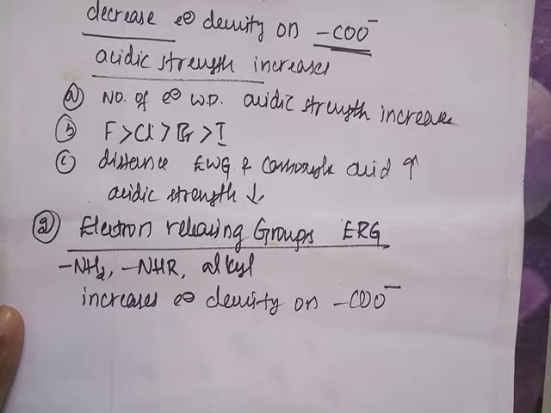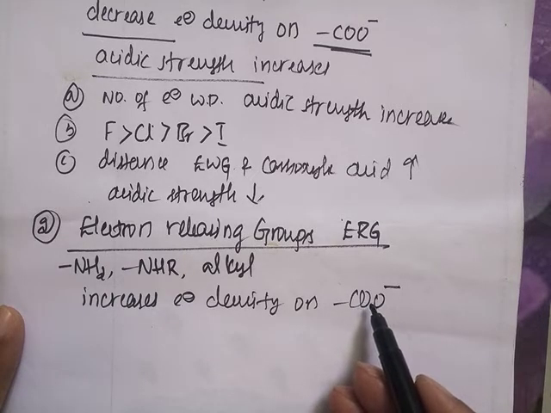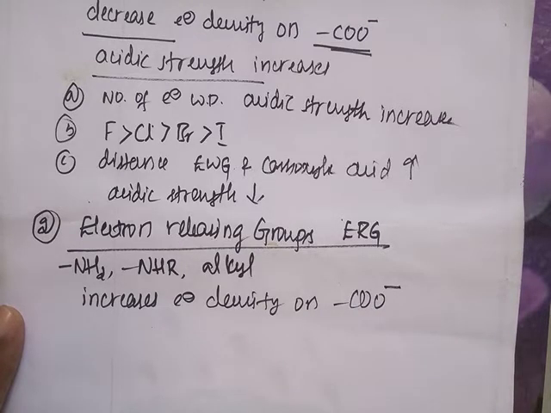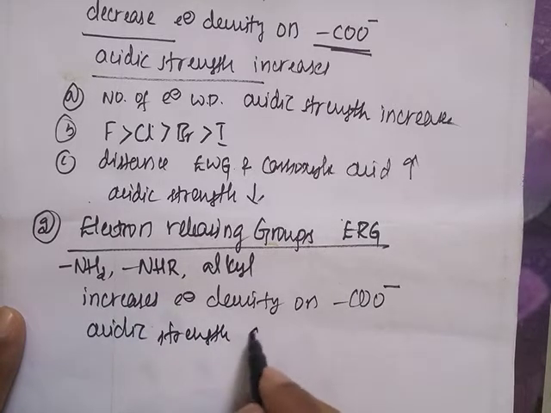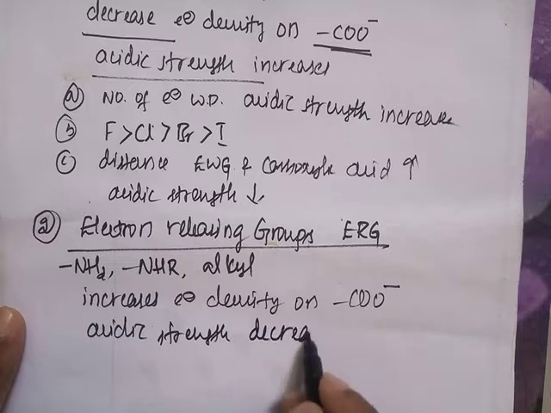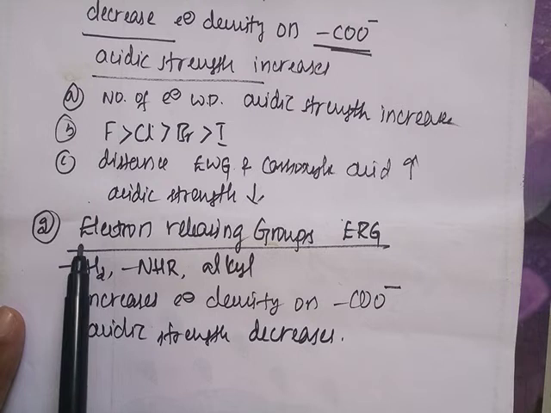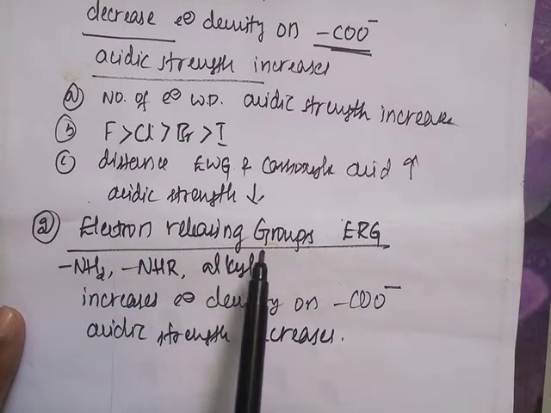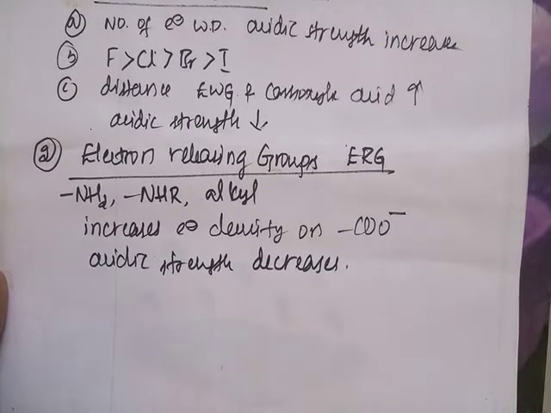As a result, the negative charge on the carboxylate carbon is destabilized, hence the acidic strength decreases. So the presence of electron releasing groups decreases the acidic strength of carboxylic acids.